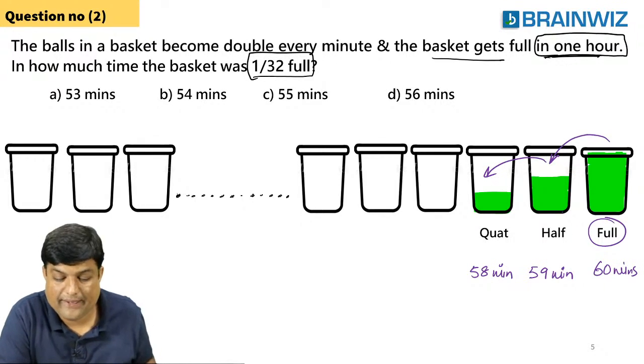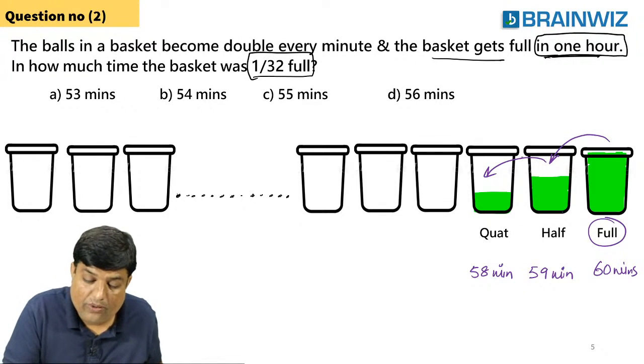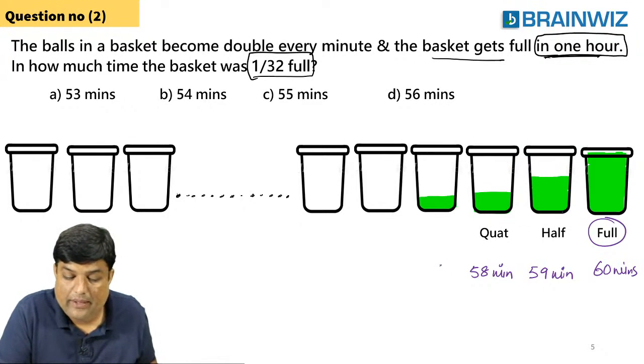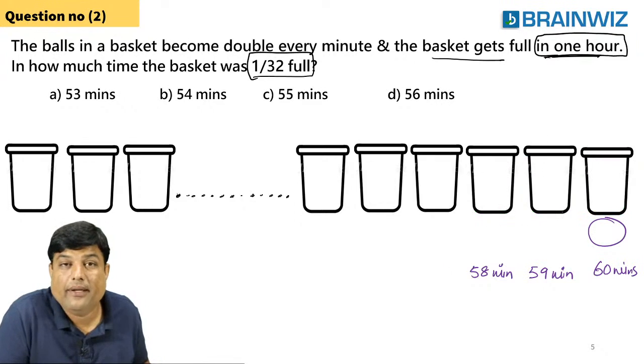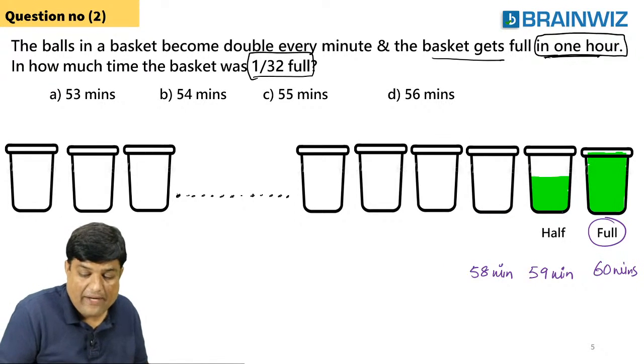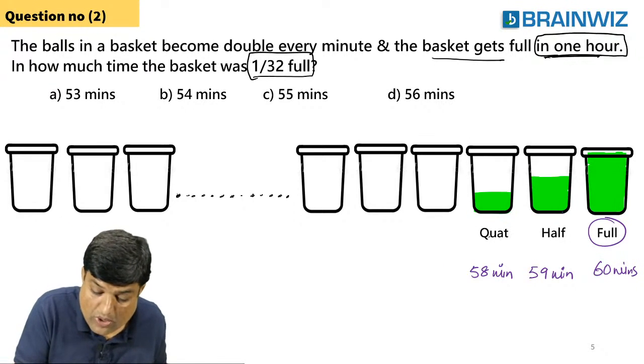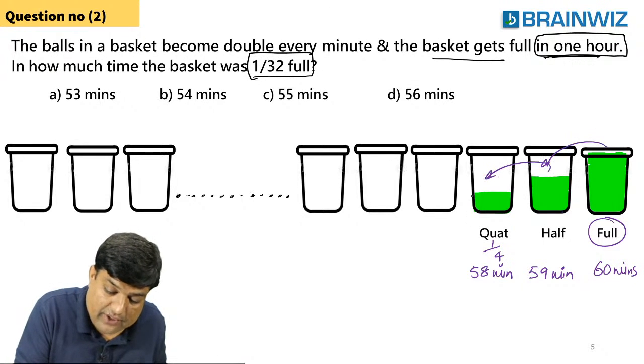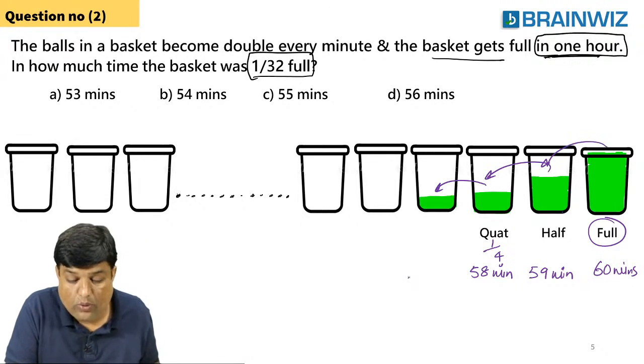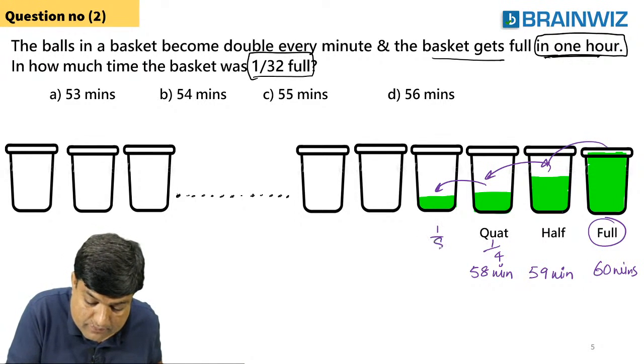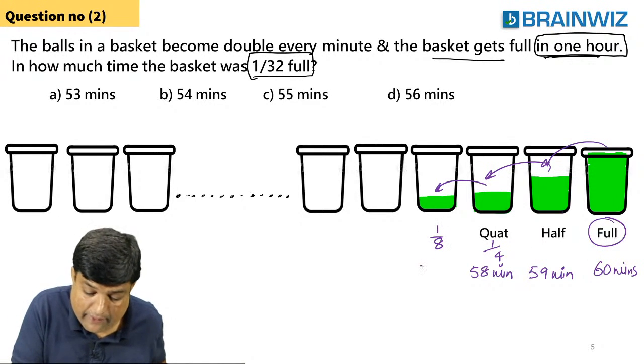Bas wahi quarter hai ye wala. Yes or no? Every minute, you have become double, double, double. Are you understanding, everybody? Double, double. So we are coming back full to half, half to quarter, quarter to what? So after quarter, quarter means 1/4, guys. So after this, do you think again it was how much? It was 1/8. When it was in 1/8, 57th minute, it was 1/8.